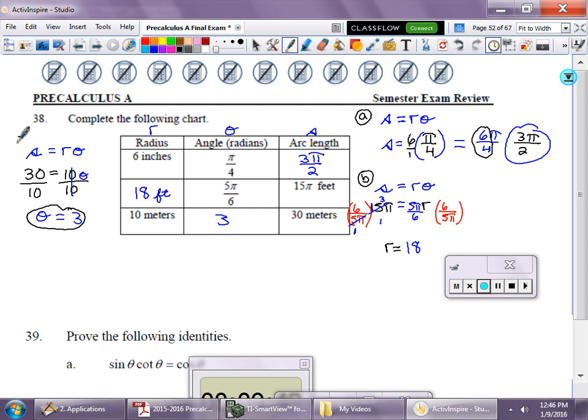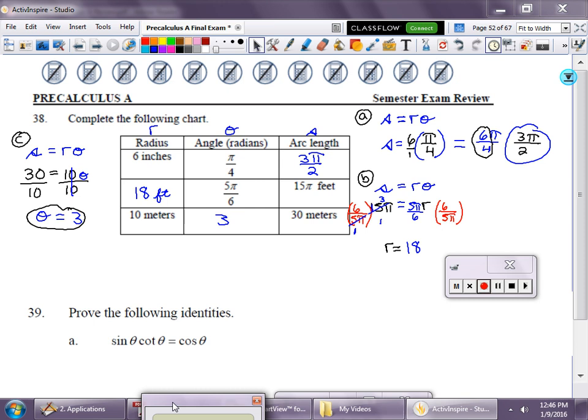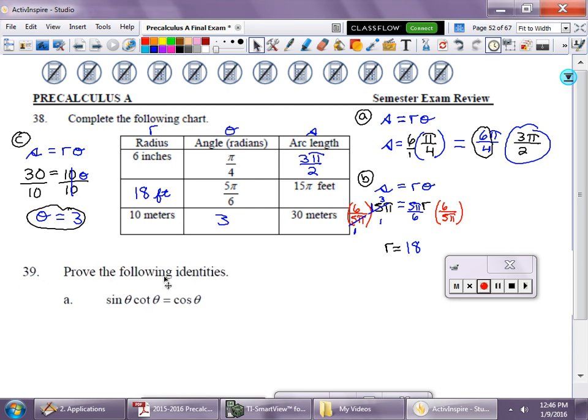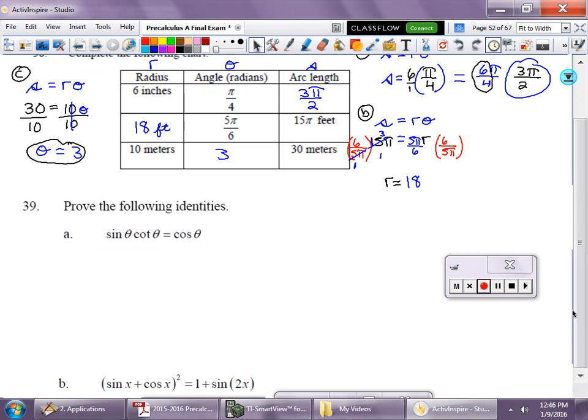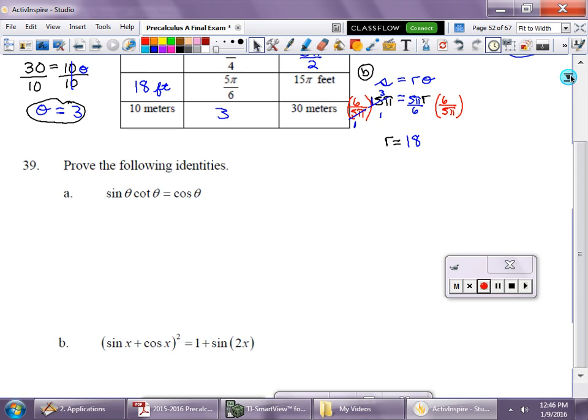Okay, now moving toward identities. Time check. Okay, so I just want to get maximum row. Here we go. All right, these are your basic identities. Your basic identities, your goal is to try to rewrite everything in terms of sine and cosine. So this is your hint.